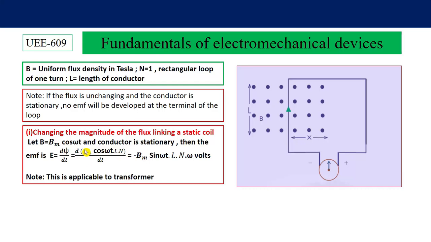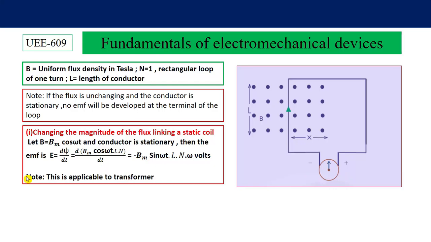This Bm is the maximum or peak, as we know that in case of a sinusoidal signal we represent it as Bm sin omega t or cos omega t. So that peak is Bm. Then L, the length of the conductor, and N, the number of turns, are constant. On differentiation we get minus Bm sin omega t. So this is the alternating voltage we will get across this terminal.